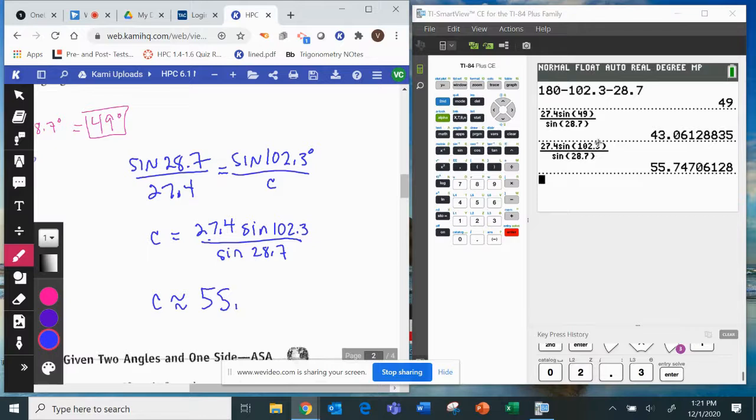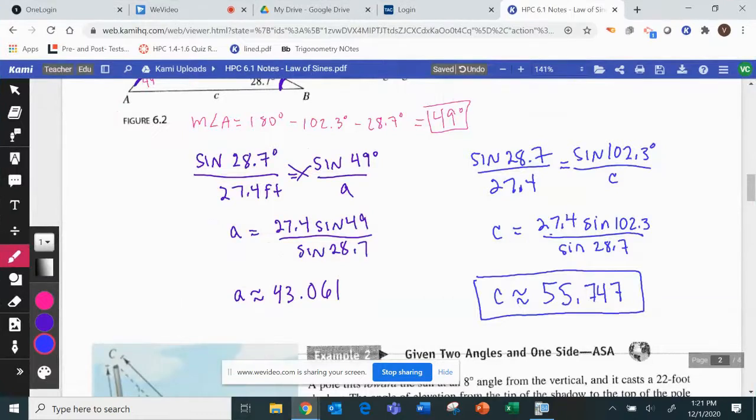Got 55.747. I just want to kind of look at that and say, does that seem reasonable? It's the longest side. Was it across from the longest angle? Just make sure I didn't make any silly mistakes. And that is law of sines. Bring back any memories? Hopefully good memories.